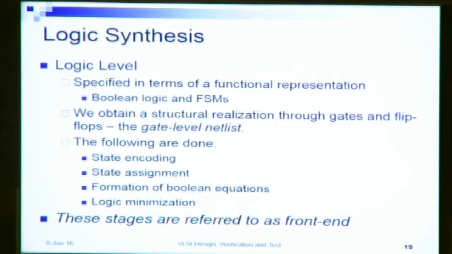So both the FSM and the RTL description have to be taken, and a corresponding digital circuit has to be made out of that. At the logic level, the input is a functional representation, which is Boolean logic and FSMs. And what is the output? The output is a structural realization through gates and flip-flops, called a gate level netlist at the output of the logic synthesis step. So what do we do here? We do state encoding, state assignment, formation of Boolean equations, and logic minimization.